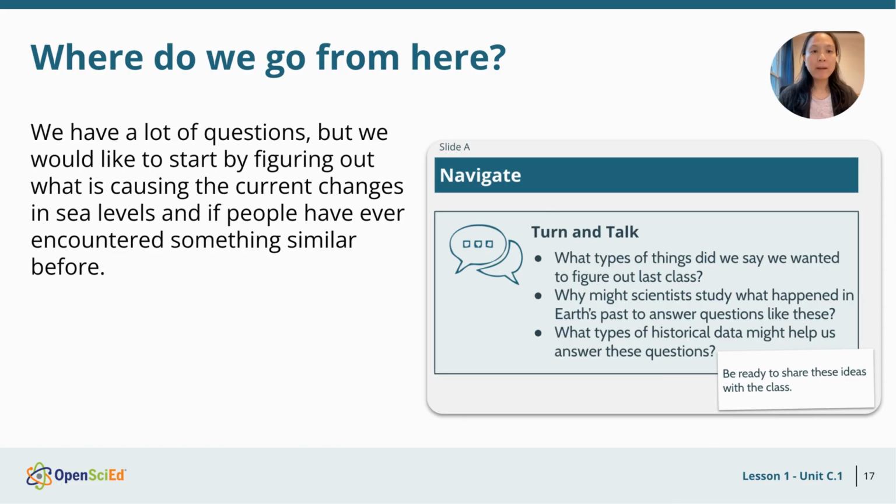So basically, at the end of lesson 1 and navigating into lesson 2, we realize we have lots of questions, especially about global warming. What causes global warming? If global warming happened in the past, did sea level rise also happen then? And what did humans do?